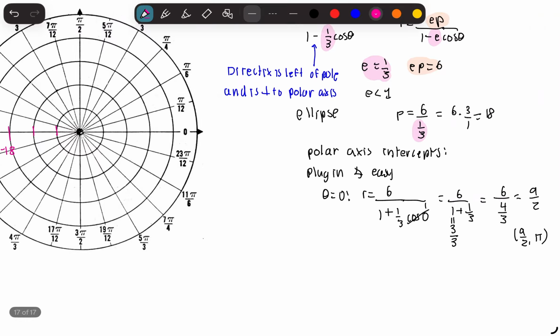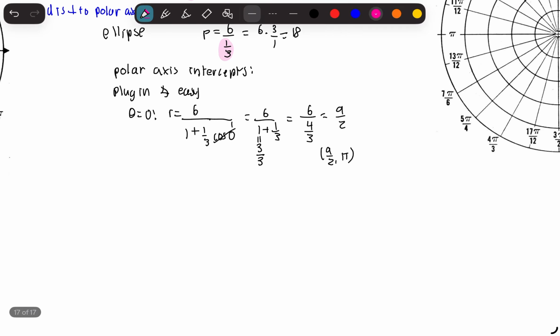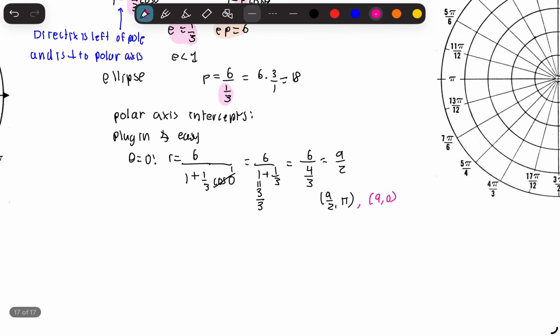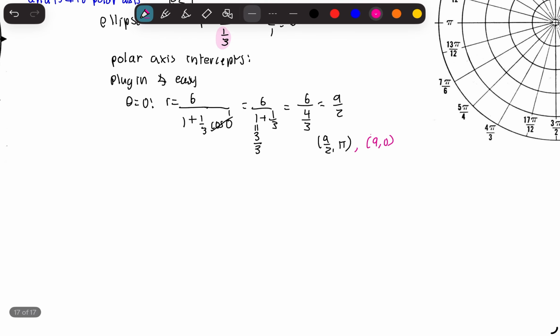And one of them is going to be at 9 over 2, pi. And then we have one that is at 9, 0, because we got this 9, 0 point from looking here. This is actually theta is equal to pi. And theta is equal to 0 gives r equal to 6 over 1 minus 1 over 3. That is equal to 6 over 2 over 3, and that's equal to 9. So that's where you get the point 9, 0.